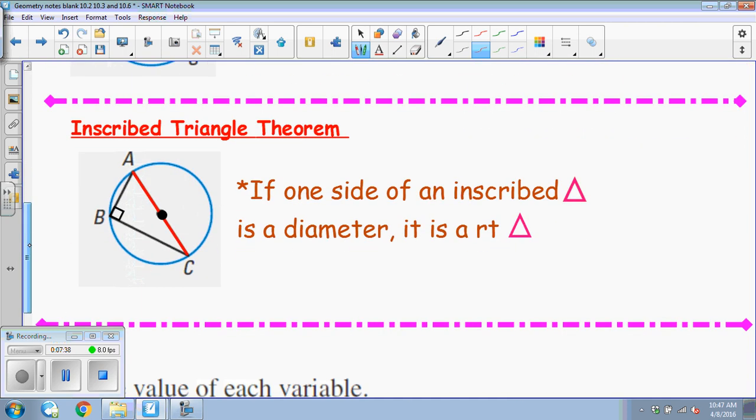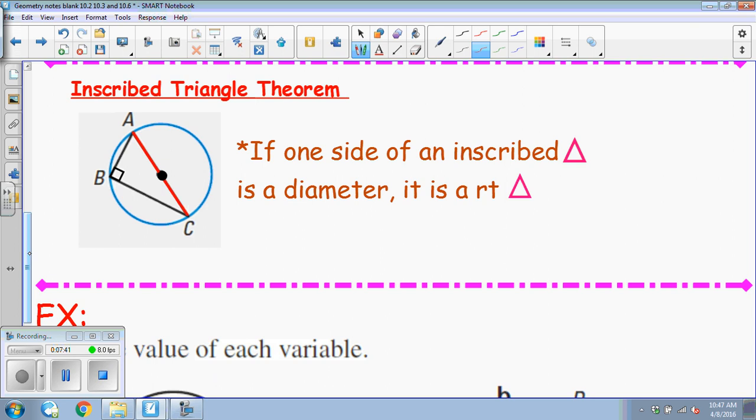The third one is the one we already talked about, the inscribed triangle theorem. It says if one side of an inscribed triangle is a diameter, which is this in red, then it has to be a right triangle. That's because the arc it creates is 180 degrees, so that angle has to be 90. That's all that's saying. You would see that when you did this, because this is a semicircle, so this is 180, so this has to be 90.